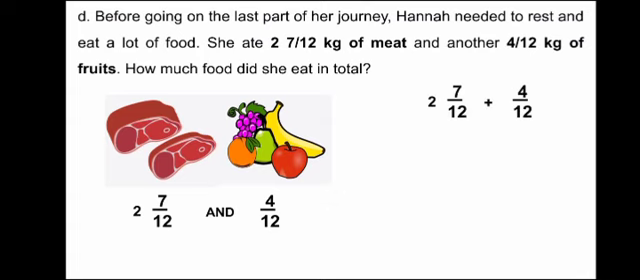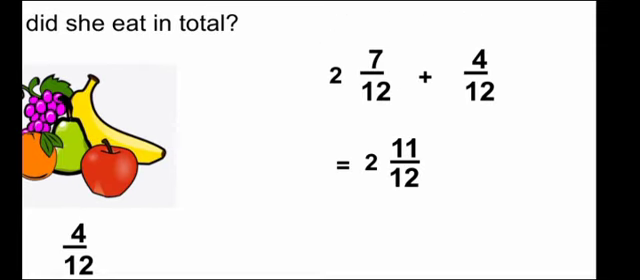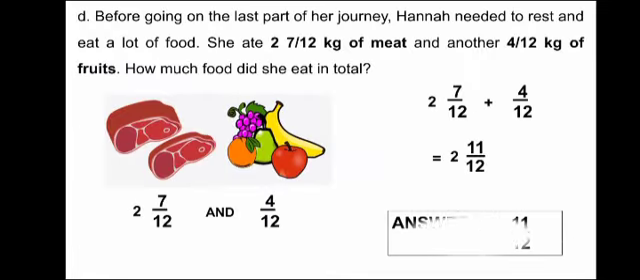Since we have here another mixed number and a fraction, which is a proper fraction, we're gonna list the given numbers. We're just gonna add this directly and copy the whole number. Okay, we have here the whole number as 2. Then we're gonna copy again the denominator 12. What we have left here is to add the numerators, which is 7 plus 4 is equal to, yes, 11. Okay, our final answer would be 2 and 11/12 kilograms of meat and fruits Hannah ate in total.